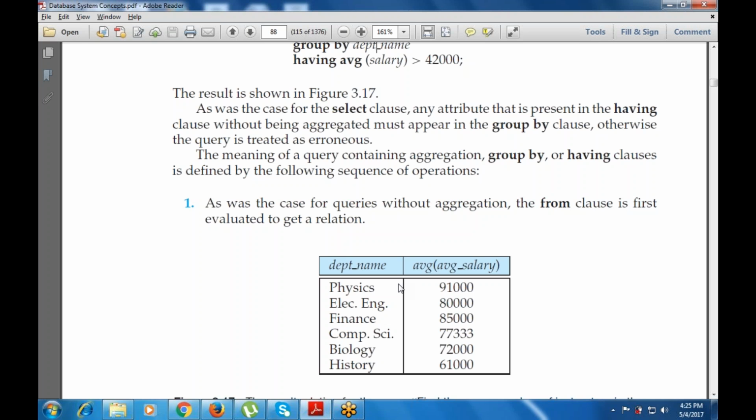As was the case for queries without aggregation, the from clause is first evaluated to get a relation. There's the department name, average salary: physics 91,000, in the same way electrical engineering 80,000, and so on till history 61,000.